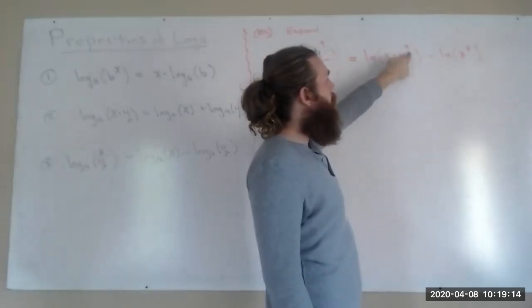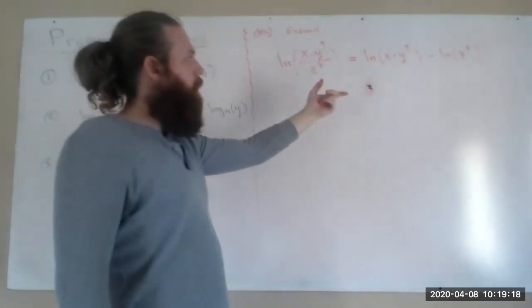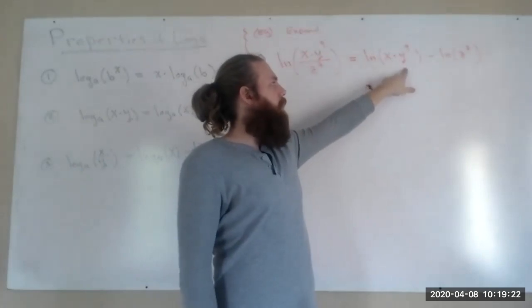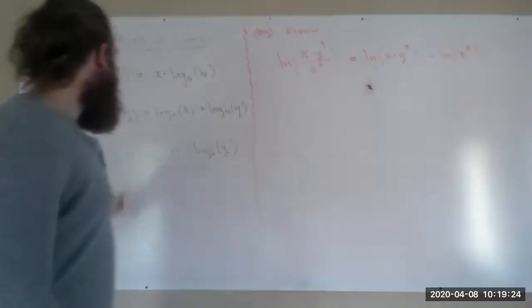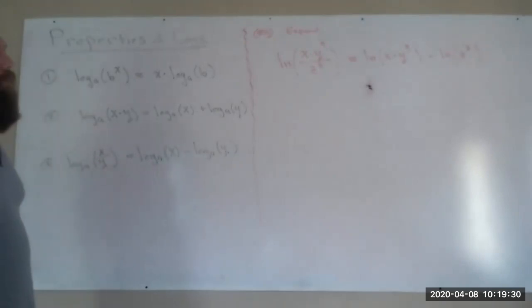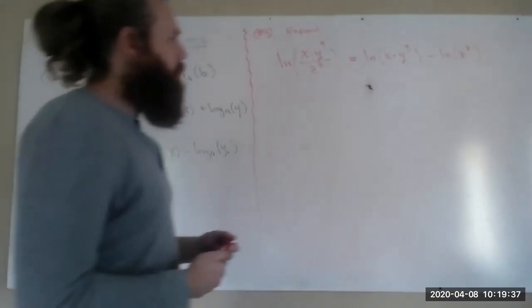Here, I cannot bring this 9 down in front of the ln before I split it up, because the x is not being raised to the 9, only the y is. And that's another instance of me saying you need to use these formulas exactly as they're stated. So before I can bring the 9 down, I need to split up the first log. I can go ahead and bring the 7 down in this step.